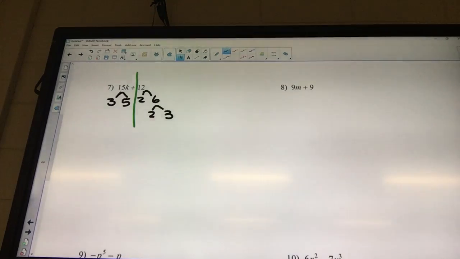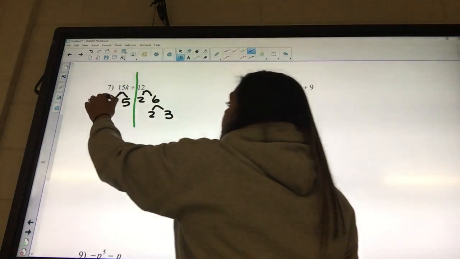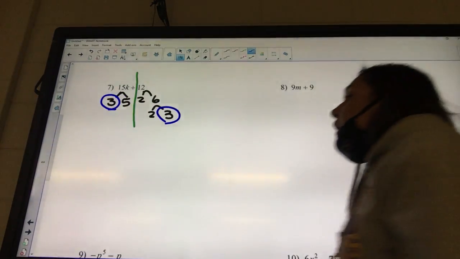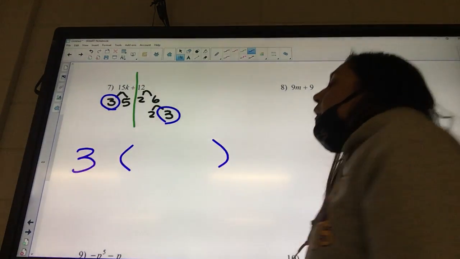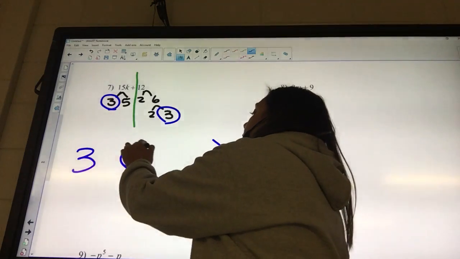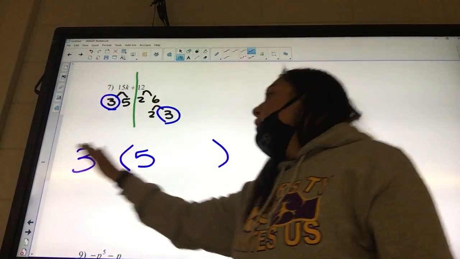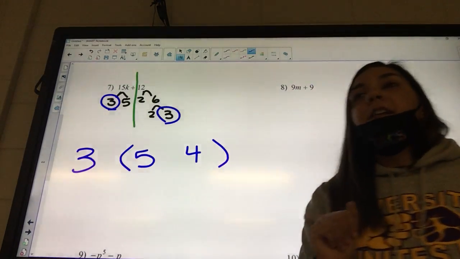Okay, who's our matches? 3. A set of 3s. Anything else? No. Okay, so we put a 3 on the outside. We say 15 divided by 3, 5. 12 divided by 3, 4. How many K's can we take?